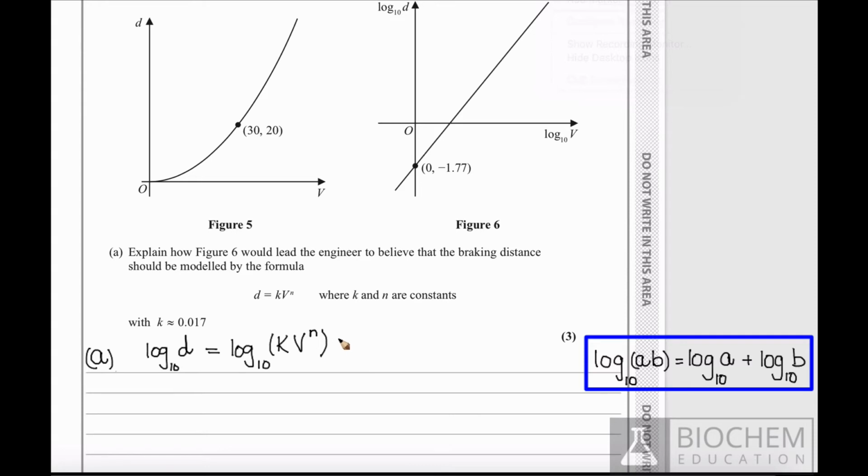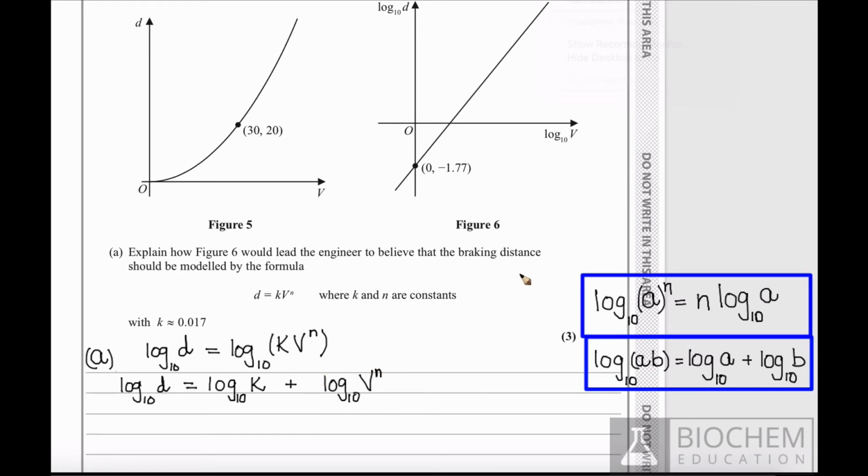Now to the right hand side, we can apply this law of logarithms, which says log to the base 10 of ab, in other words a times b, equals log to the base 10 of a plus log to the base 10 of b. Applying this to this side, we can write this as log to the base 10 of d equals, this will be written as log to the base 10 of k plus log to the base 10 of v to the power of n. Now to this logarithm term, we can apply the power rule.